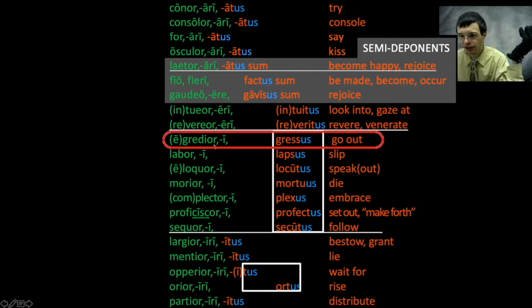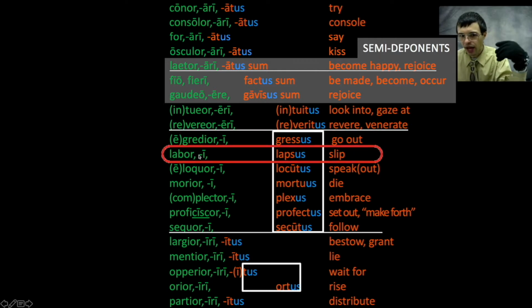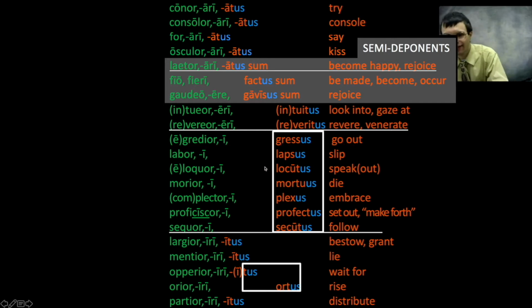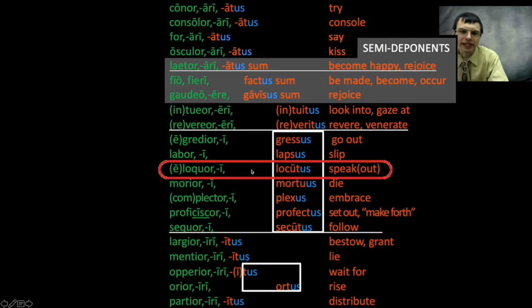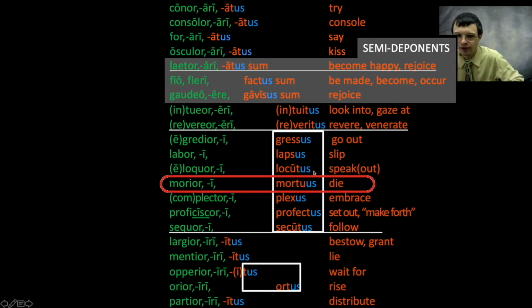So gredior, gredi, gressus, having stepped or gone. Labor, labi, lapsus. You sometimes talk about prelapsarian Adam, Adam before he slipped and committed the first sin. Okay. Loquor, loqui, locutus, having spoken. Have you ever used an interlocutor? Someone who speaks between you and someone else over there?